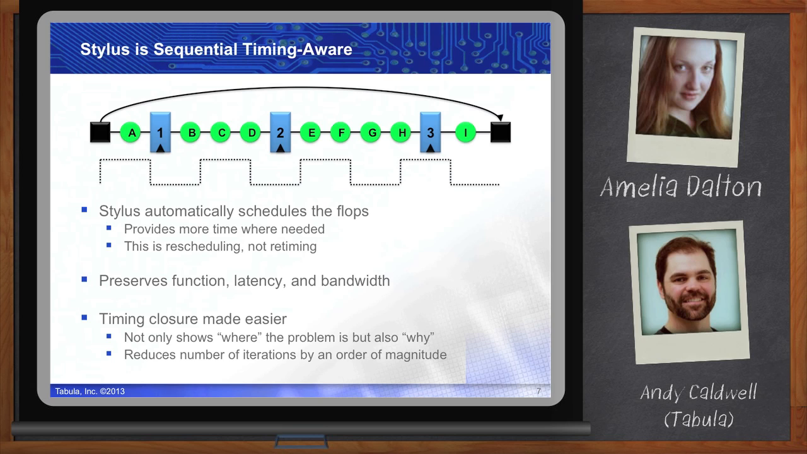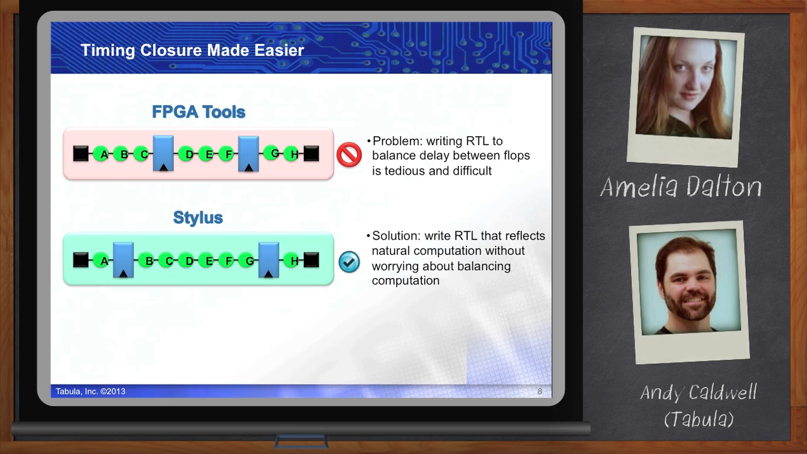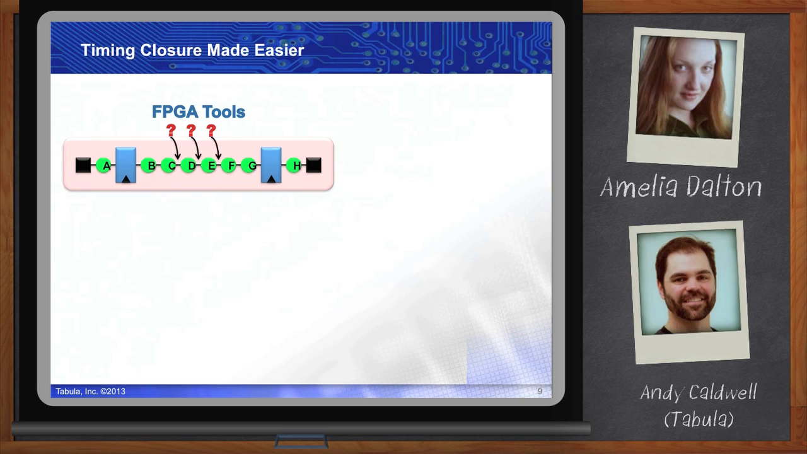So, Andy, this looks like the RTL I always start with before I start mucking it up. It really is. In writing RTL for traditional FPGA tools, the designer is required to be aware of and balance the delay between all stages of registers throughout the entirety of the design process. With Stylus, instead you can just write a big ball of combinational logic that is the clean expression of your functionality and put the registers wherever you'd like to have them without worrying about balancing the delay between those computational stages. Okay, cool.